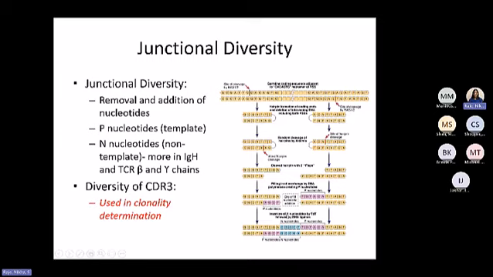And that makes the CDR3 region. Remember, that's the most hypervariable region. Among all the hypervariable regions, CDR1, CDR2, CDR3, CDR3 is the most variable. And so this process is what gives that diversity to that region. That also is used clinically in clonality determination.